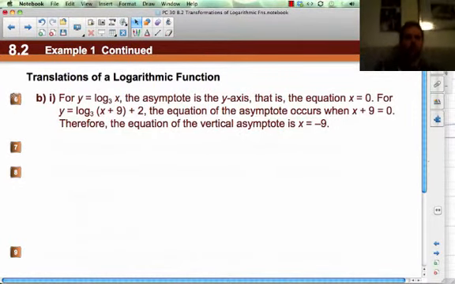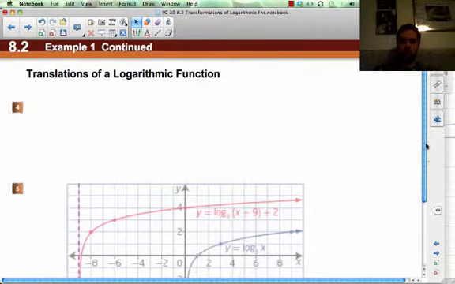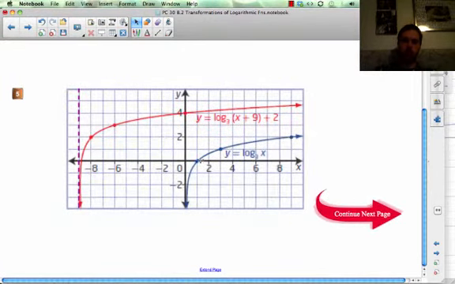Alright, now taking a look at the asymptote. The asymptote is the y-axis, so in the original function, it will never cross the y-axis right here. So your domain is still going to be greater than 0 this way.